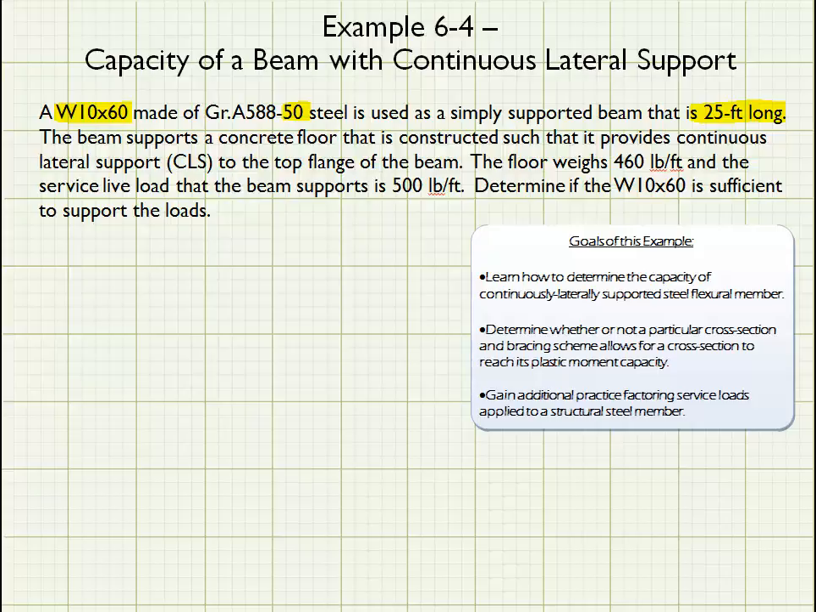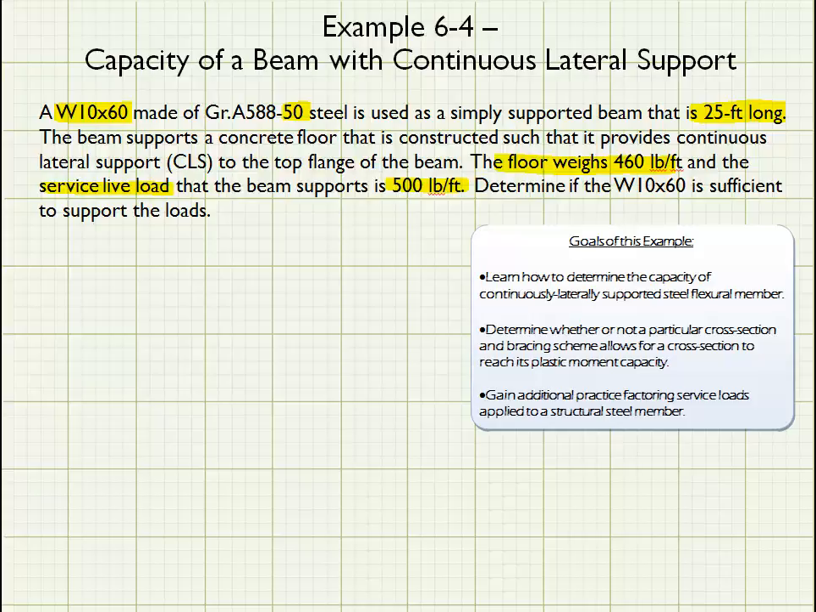The beam supports a concrete floor, and the concrete floor is constructed such that it provides continuous lateral support to the top flange of the beam. The floor weighs 460 pounds per foot, and the service live load that the beam supports is 500 pounds per foot. So we're going to determine if this W10x60 is sufficient to support the loads.